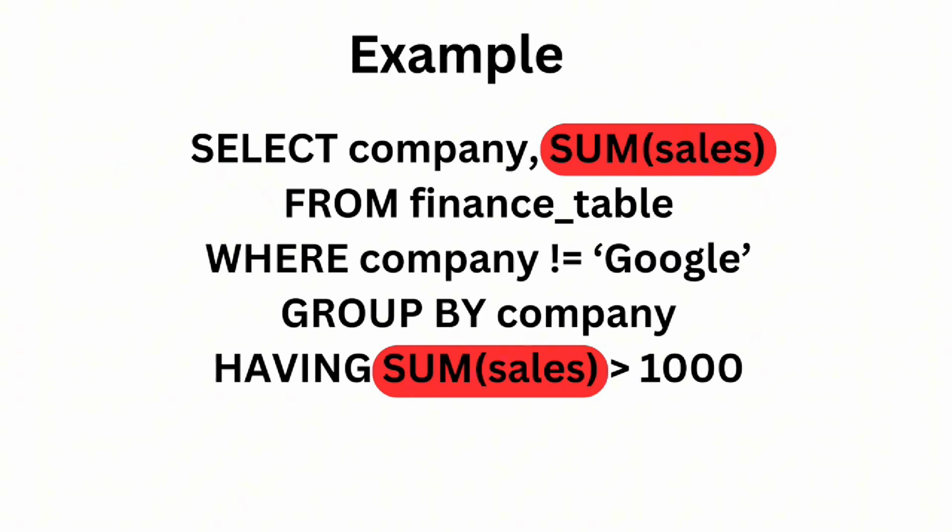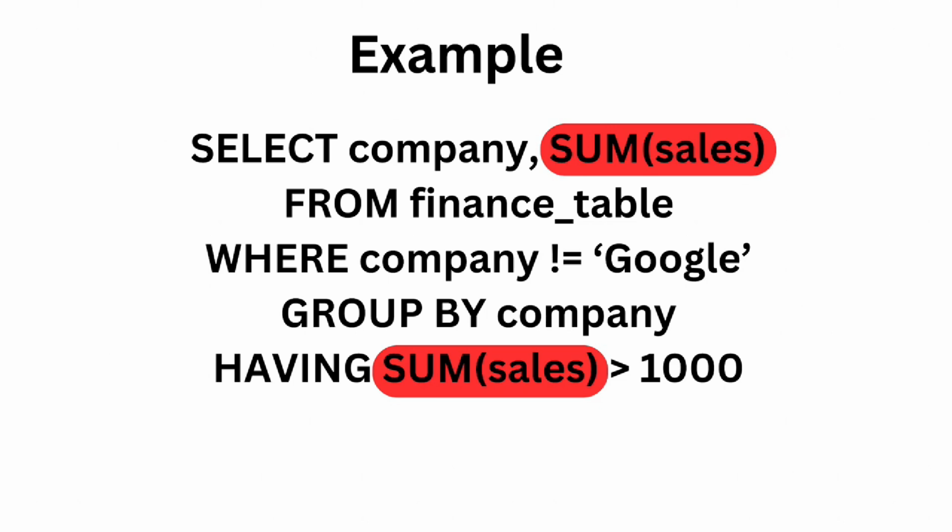So again, here I'm able to now filter based off the aggregate result of sum of sales in my having clause. So here I'm saying, do the filter of the where, and then after you group by, go ahead and do another filtering where we're having the sum of sales greater than some number like $1,000.